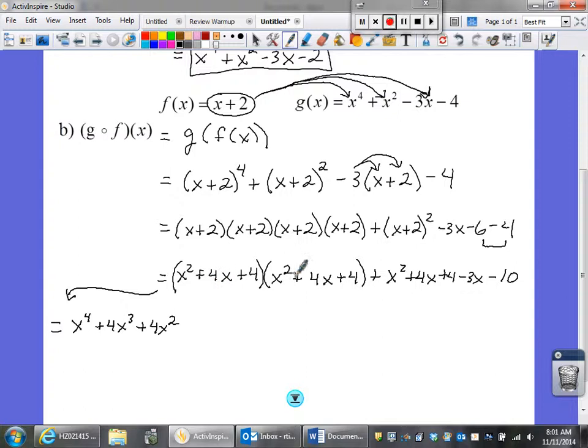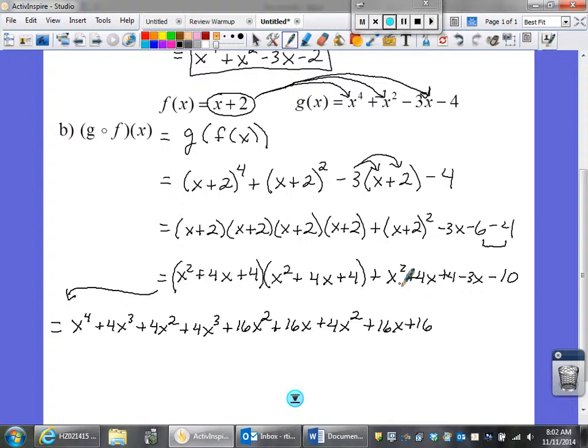We have 4x times x squared, which is plus 4x to the third power. We have 4x times 4x, which is 16x squared. And we have 4x times 4, which is just 16x. And we have 4 times x squared, which is 4x squared. And we have 4 times 4x, which is 16x. And we have 4 times 4, which is 16.